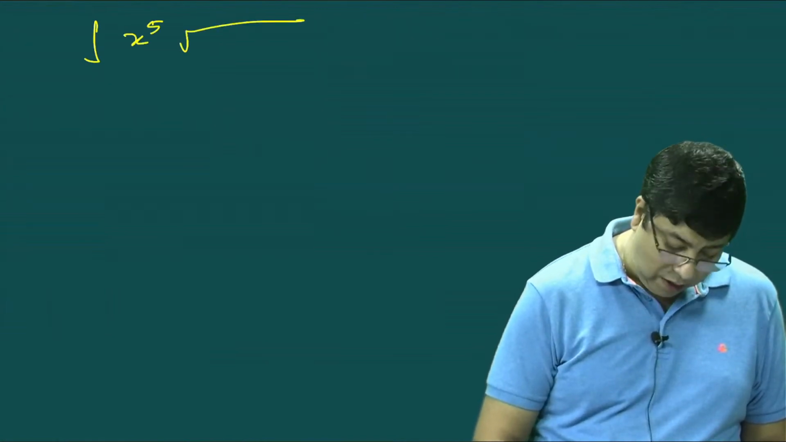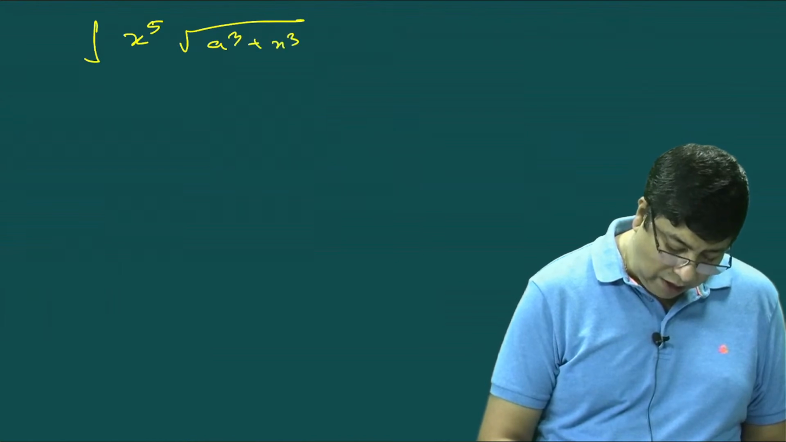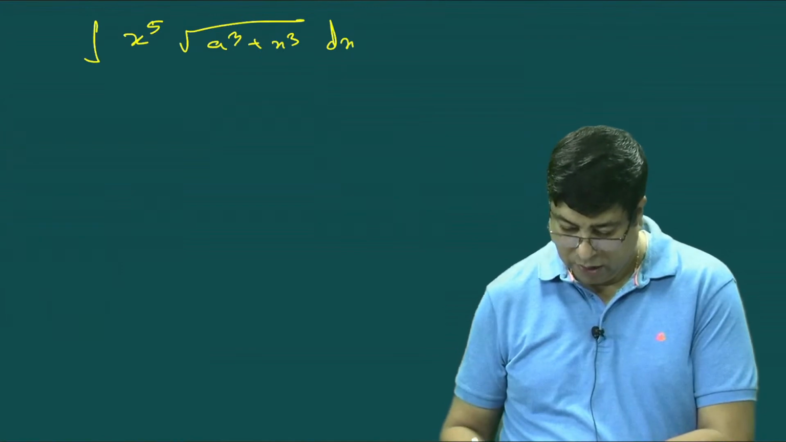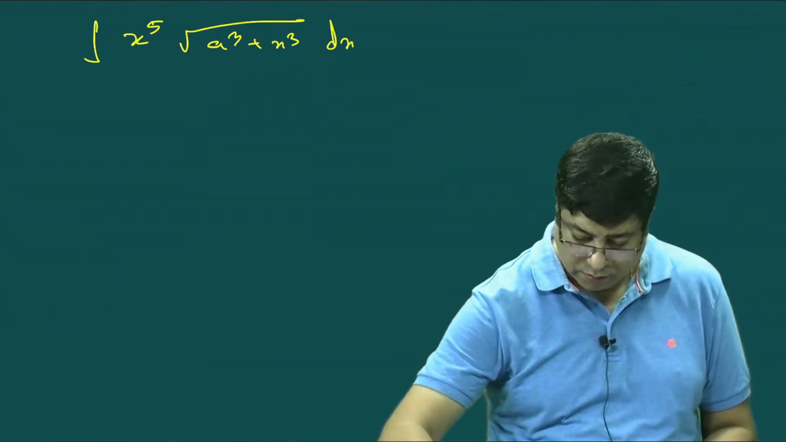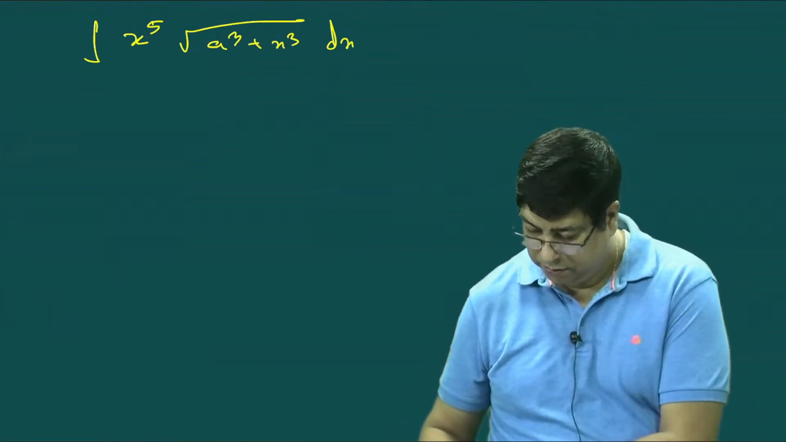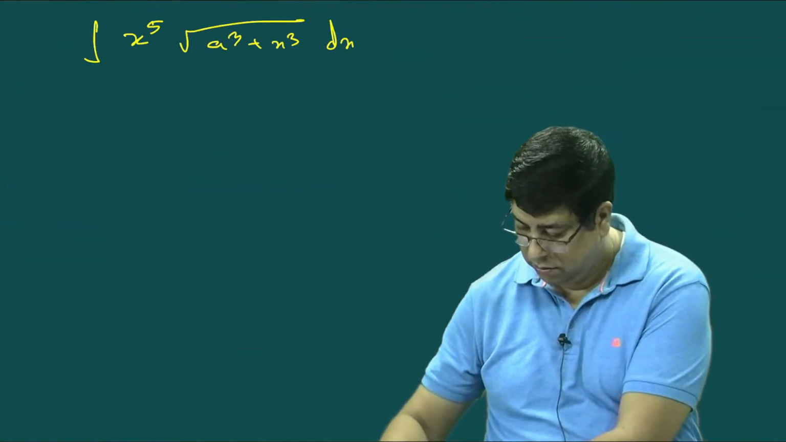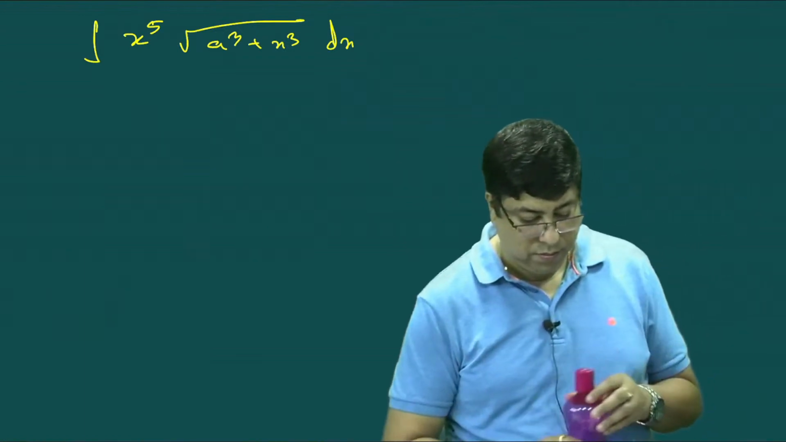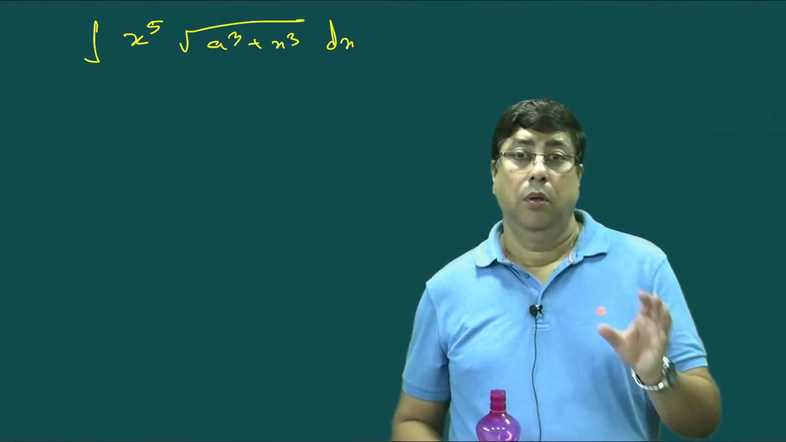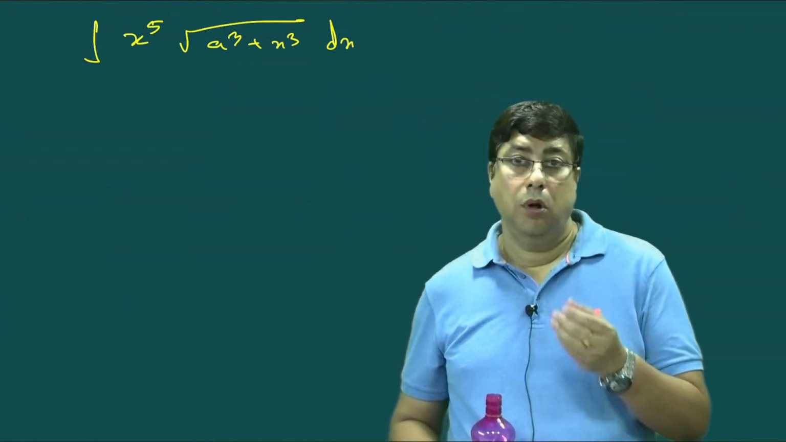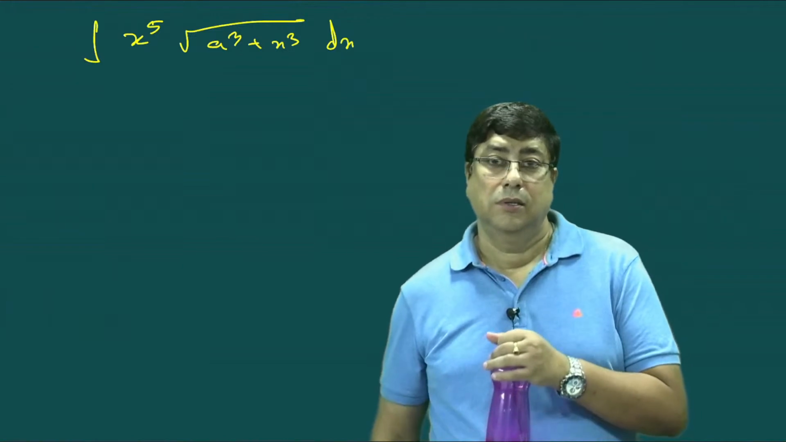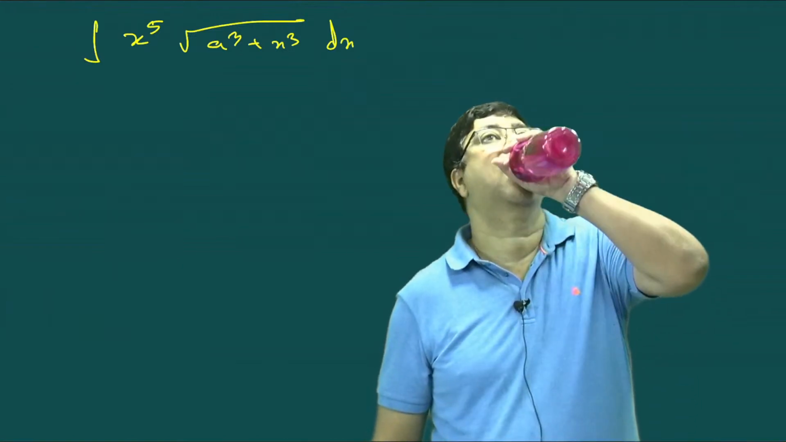Next, integration of x to the power 5 into root over of a cube plus x cube dx. Try to solve it, everyone. Try to solve this. What to do? The expression under the root we have to take as t square. Accordingly we have to substitute the numerator.